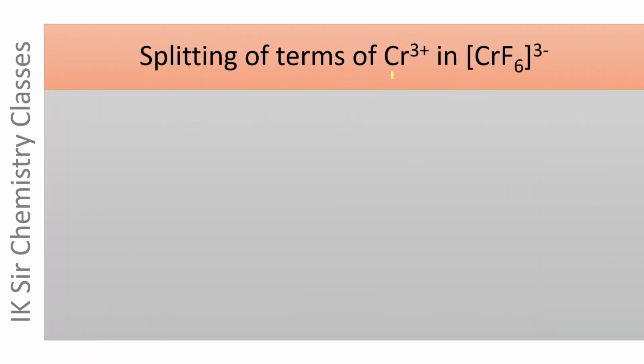Splitting of terms of Cr3+ in the CrF6 3- ion. The Cr3+ ion has electronic configuration 3d3. It is an octahedral complex, and the splitting of terms of Cr3+ in the CrF6 3- ion will be similar to that in a d8 octahedral complex as discussed in the earlier videos.